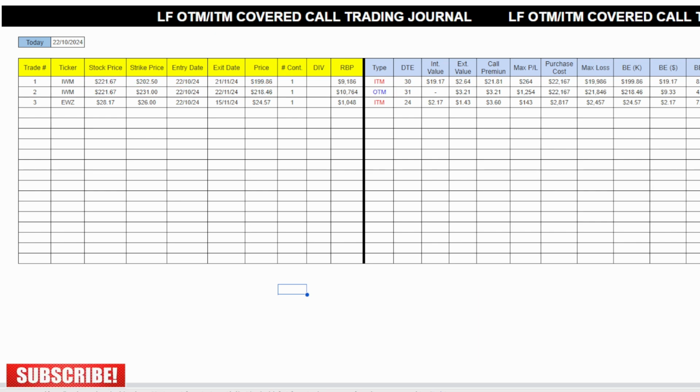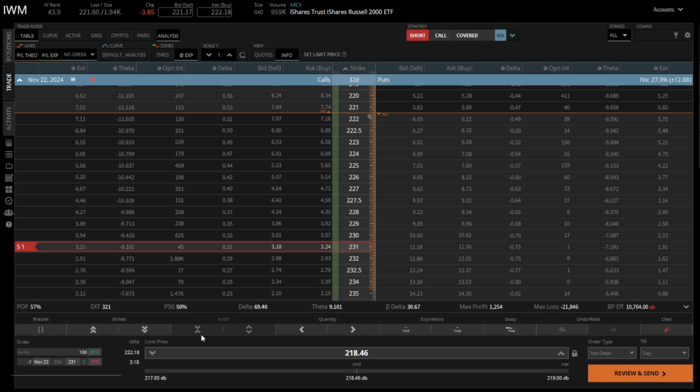If I go back, I can show you guys. Like I said, this is the price that we paid to open the trade. This is our buying power required. This is our strike price. This is the days to expiration. The mid price, like I said, is 221.67. We're going to sell one covered call. All right, so very, very simple.